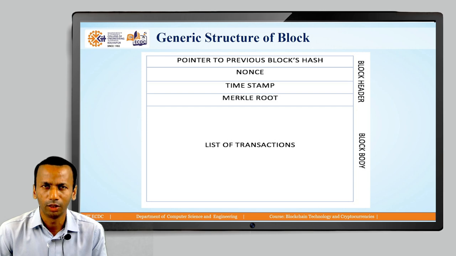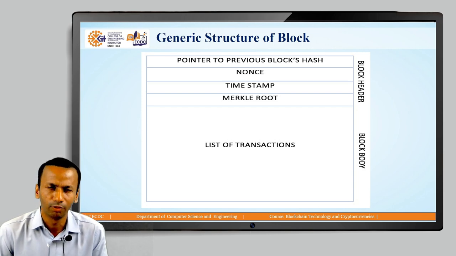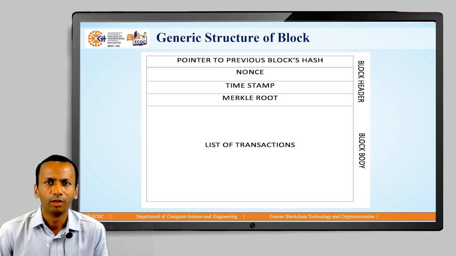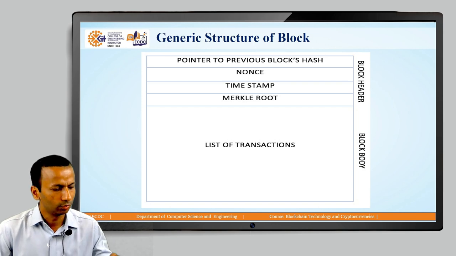So this is a very, very important understanding of the generic structure of the block. Whenever we discuss the block, it has a header part and a body part. The header part has the pointer to the previous hash, nonce, timestamp and Merkle root, and the body part has the list of transactions. Okay, so now let us move ahead.